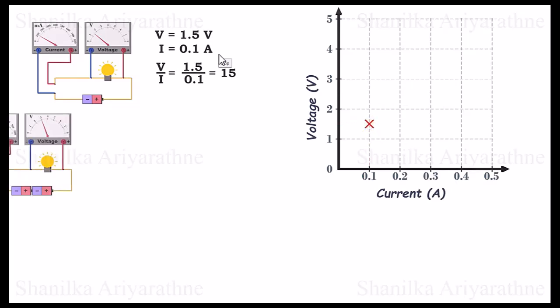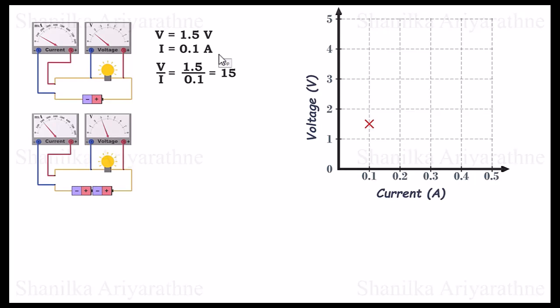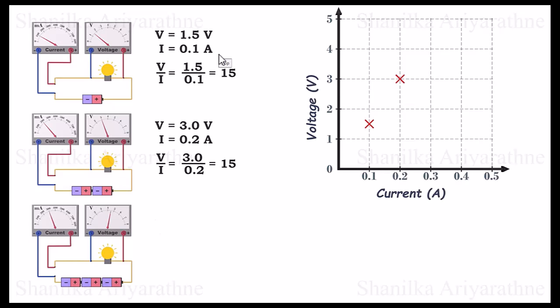Next, add another battery in series to this setup and repeat the process. Notice that both the voltage and current have increased. Calculate the ratio again. Do you notice it remains the same? Mark these observations on the graph. Add another battery and observe the voltage and current again. Both have increased even further. Calculate the ratio once more, and you'll see it's 15 again. Mark these new observations on the graph.